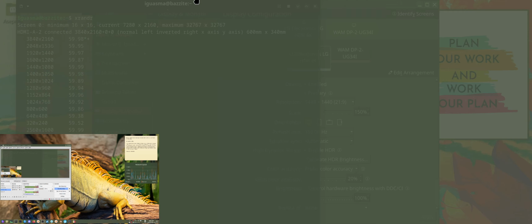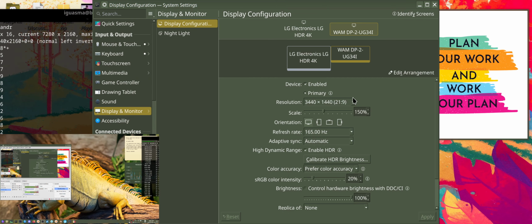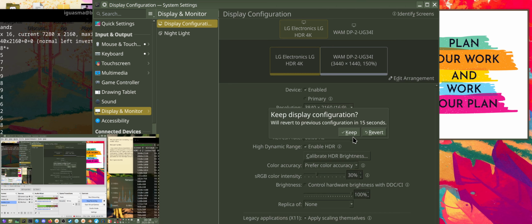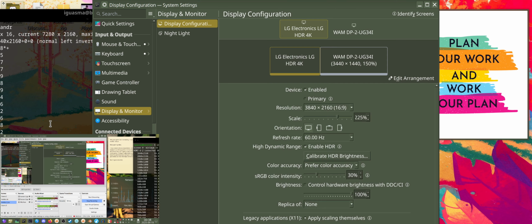So what happens if, like a normal human being, you want them to be the same size? You want them to seamlessly look like a continuation of the screen. Well, that's a pretty human trait you have there, buddy. You put it at 225 and look, they're the same size. So let's apply. But oh no.